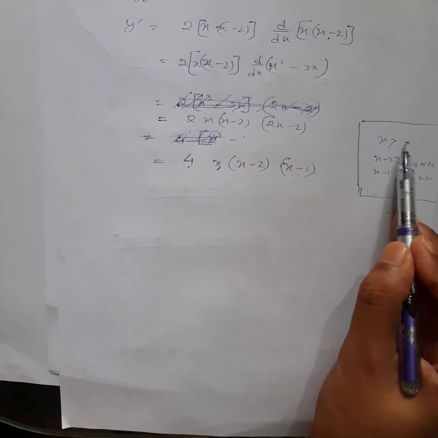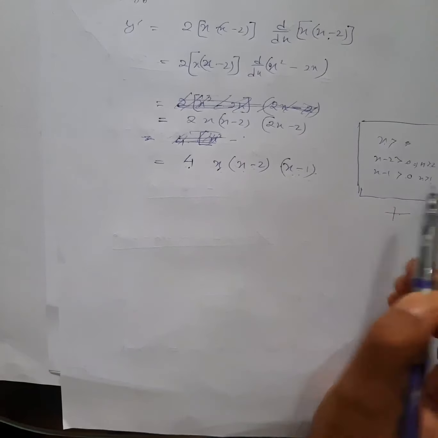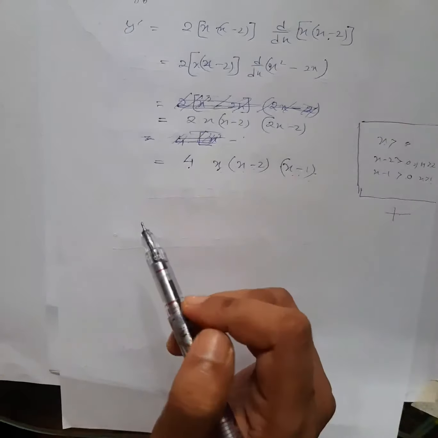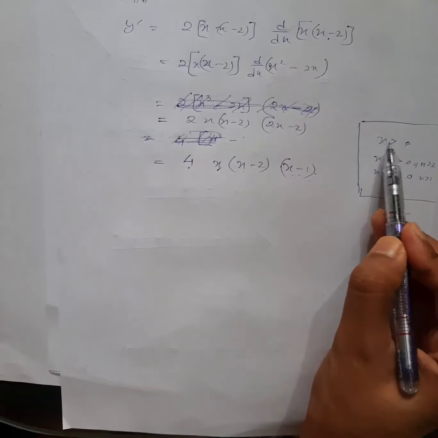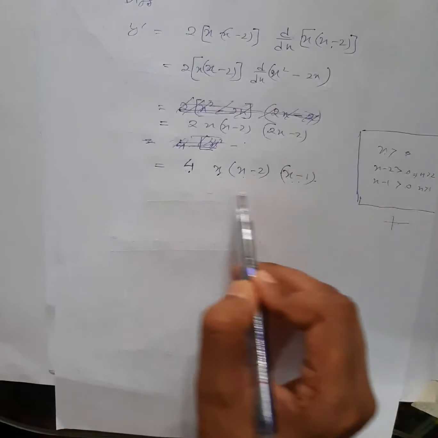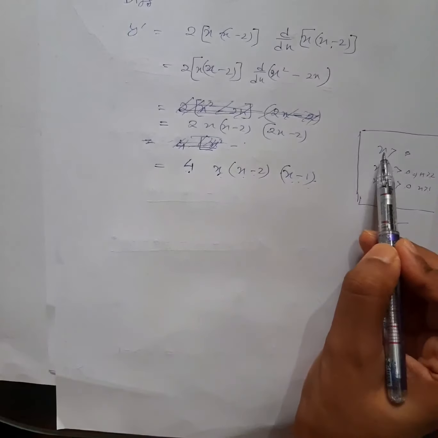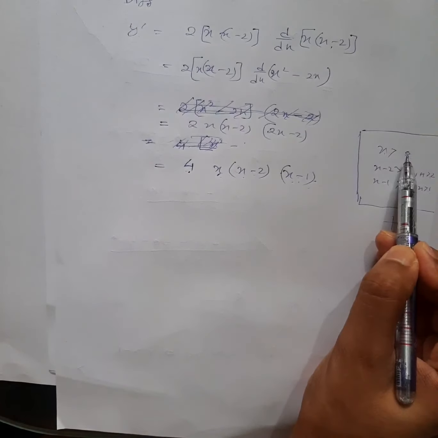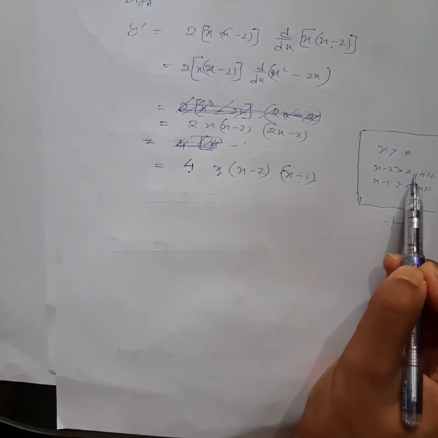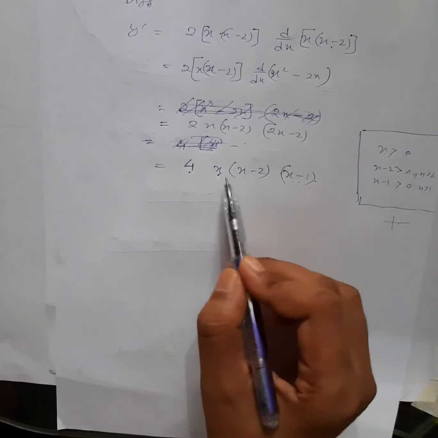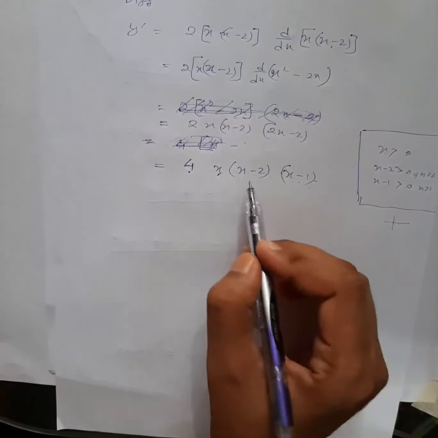So I cannot use this 0 to 1 at the same time here. What I mean to say is, this whole expression will not be positive only if x is greater than 0, whatever value you take. Only if you take x greater than 2 will it not be positive. Obviously it will be positive here.